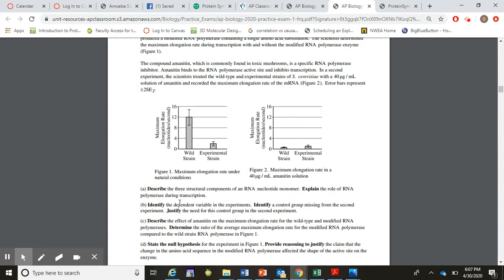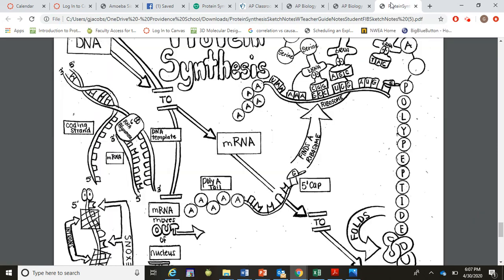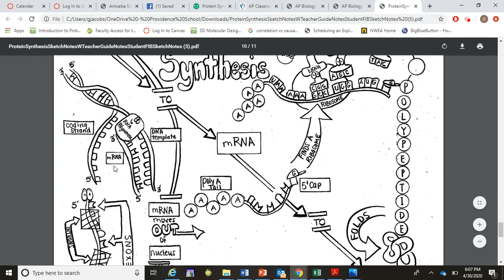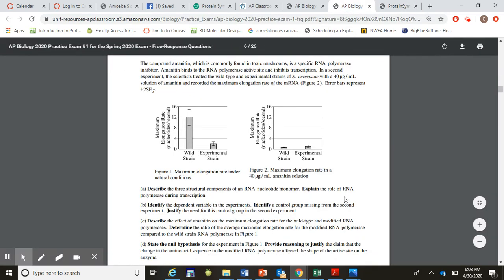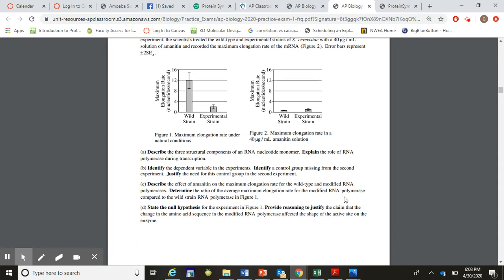Explain the role of RNA polymerase during transcription. So if you guys remember, RNA polymerase is the enzyme that converts DNA into messenger RNA. So the role is using the DNA template to create a strand of messenger RNA that can be delivered to the ribosome to be converted into a protein. So your role of RNA polymerase, again, is to use the DNA template and convert it to messenger RNA. And if you want to elaborate that the messenger RNA can then travel to a ribosome to create a protein, that would also be good information to add.